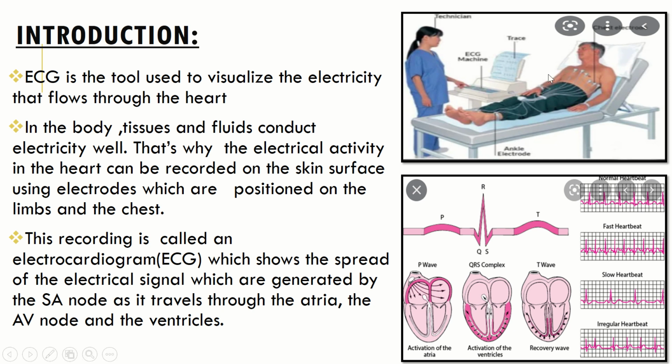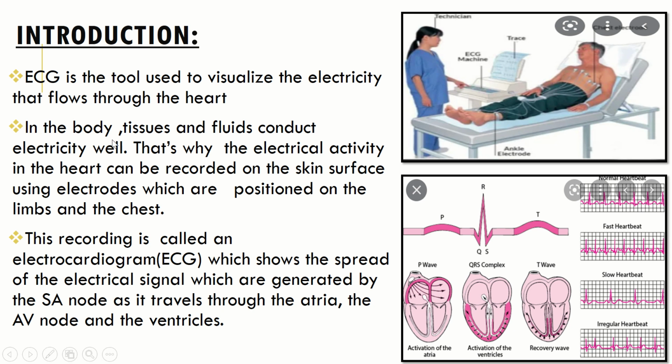Here you can see the ECG machine. ECG: E means electro, something related to electricity, C means cardiac, related to the heart, and G means graph, gram meaning something dealing with a graph. So the electrical changes taking place in the heart are recorded and transferred to a graph form, so that we are able to see the electrical activity taking place inside the heart.